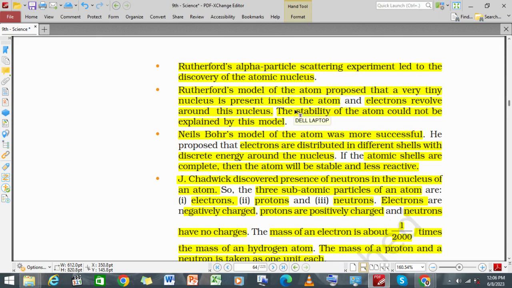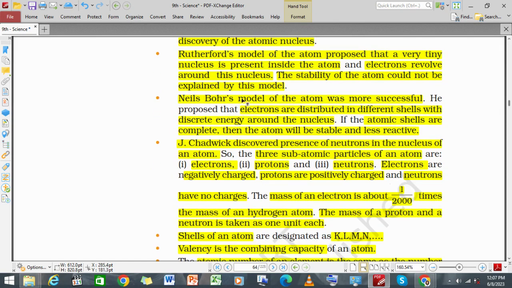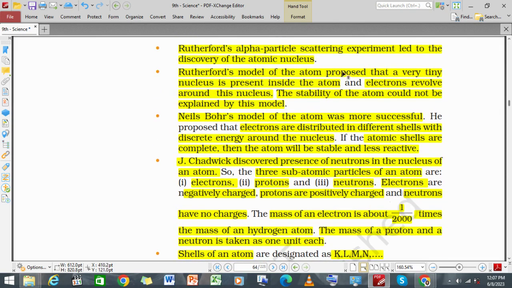It told us about the presence of the atomic nucleus and the free space in between, in the atom. Rutherford also proposed that a tiny nucleus is inside the atom and the electrons revolve around it, and the stability of the atom could not be explained by this model.